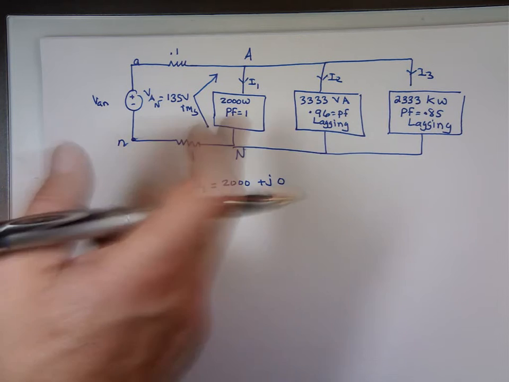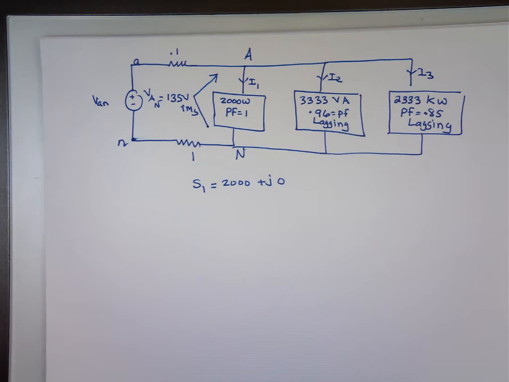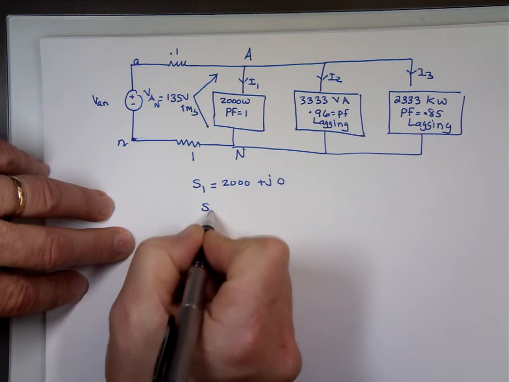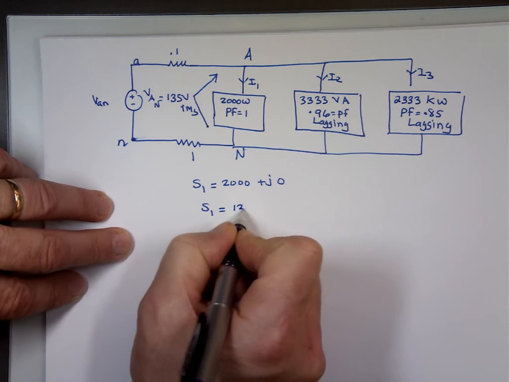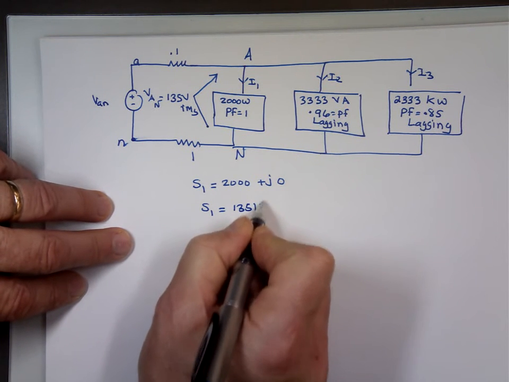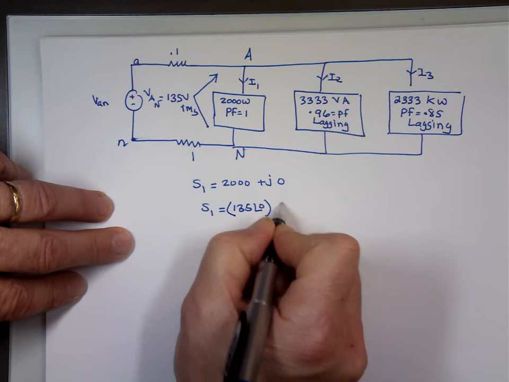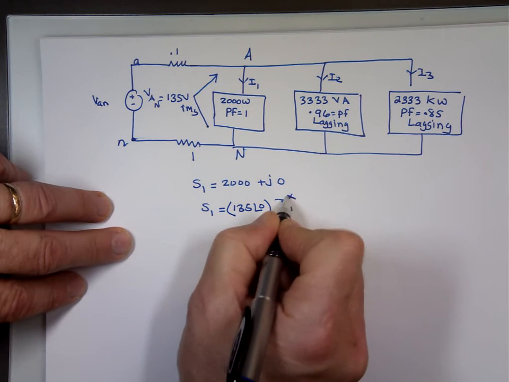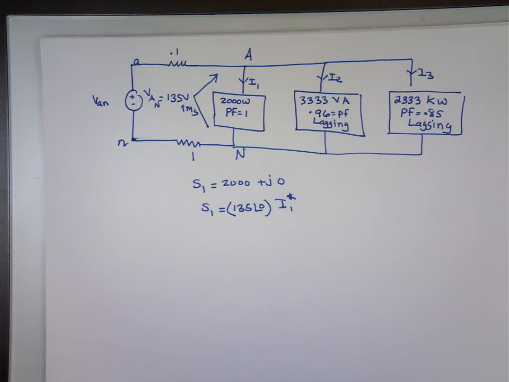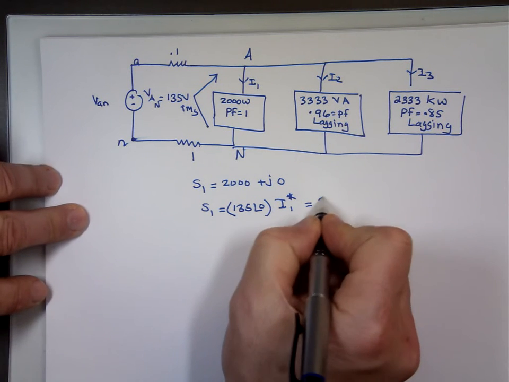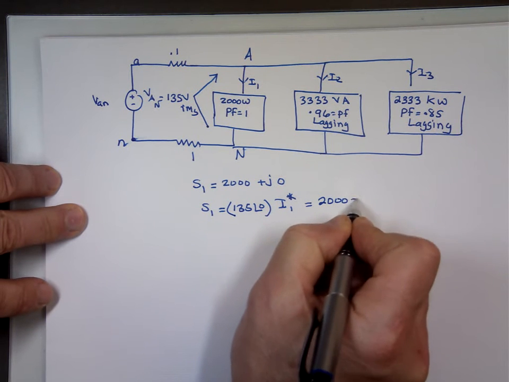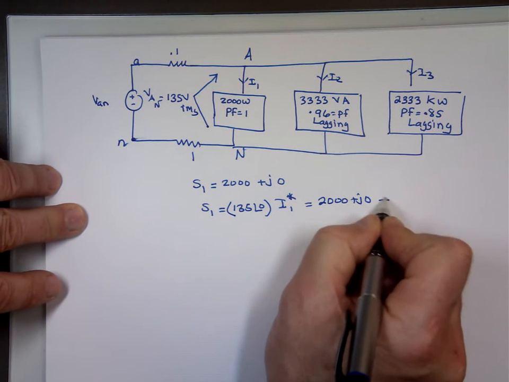I know what I sub 1 is. We know S1 equals what? 135 angle 0, that's the voltage, times I sub 1 conjugate. And we know that's equal to 2,000 plus J0. Can you find I sub 1 conjugate?